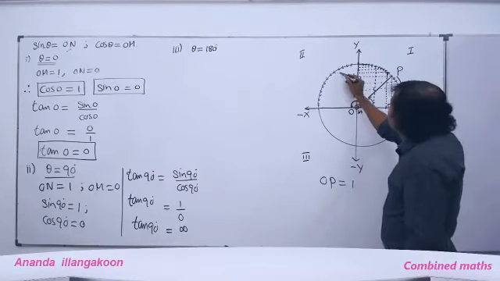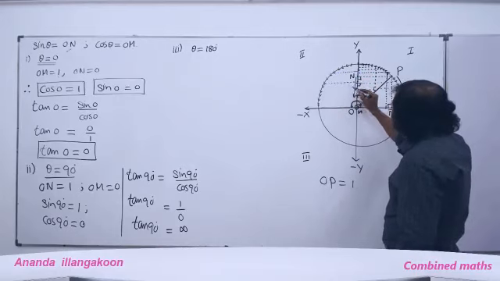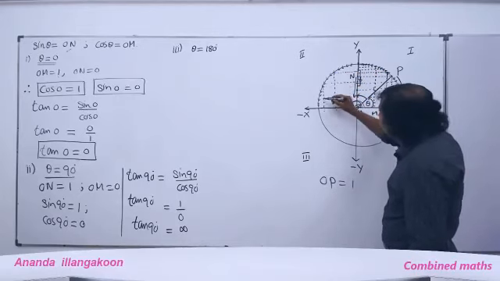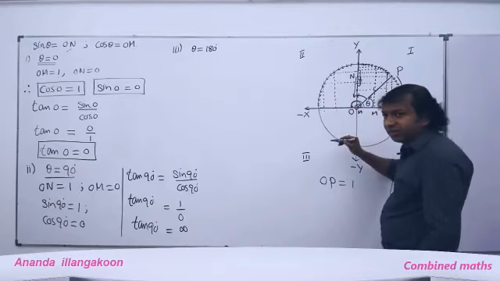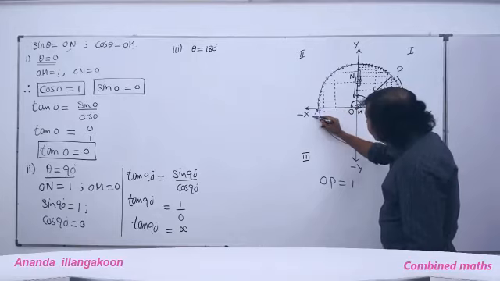So see what happens to this N. When P is somewhere here, N is here. P is somewhere here, N is here. You can see N is coming down. What happened to this point M? Here, here, here. When the point P is exactly here, point M will be here.